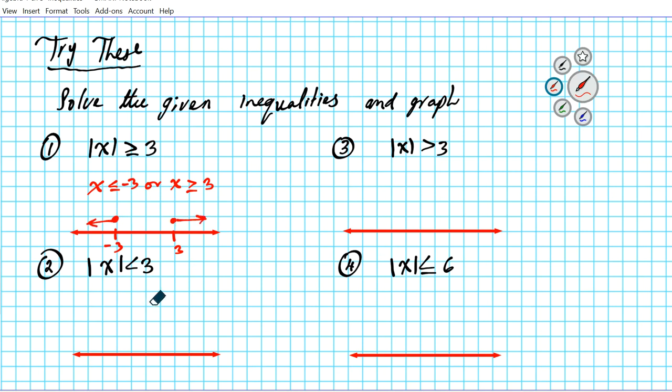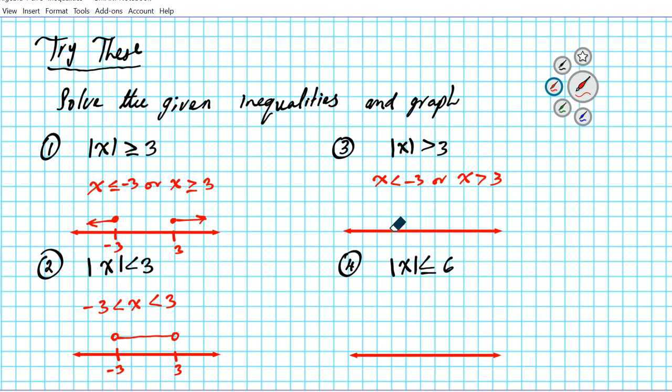Number 2 is a sandwich situation. Negative 3 is less than x, x is less than 3. So everything between negative 3 and 3, excluding the boundaries, because we have no line underneath the inequality, so we exclude the boundary values. Number 3 is an unbounded scenario. x is less than negative 3, or x is greater than 3.